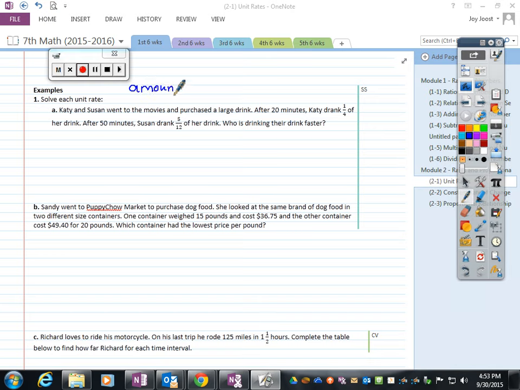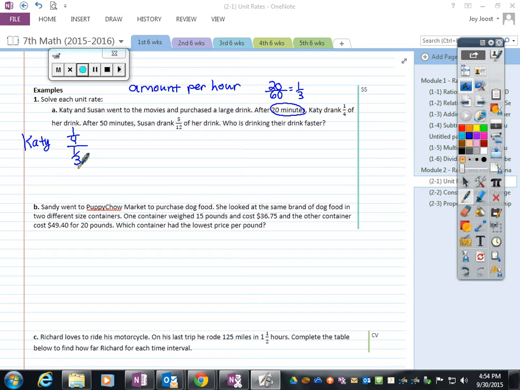Amount per hour. So we know that Katie drank 1/4 of her drink in 20 minutes. So the amount that Katie drank is 1/4. That would be her numerator. And per hour, but we have 20 minutes. So we have to go back to 20 minutes and figure out how much of an hour is 20 minutes. Well, 20 out of the total 60 minutes that are in an hour would simplify to 1/3. So per hour would be 1/3 of an hour.